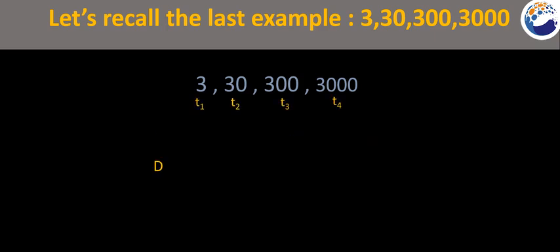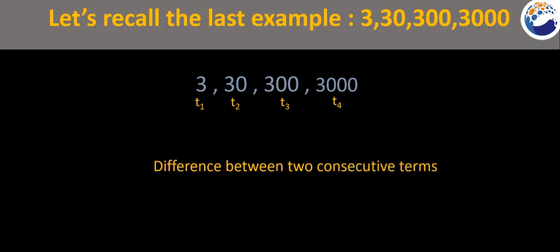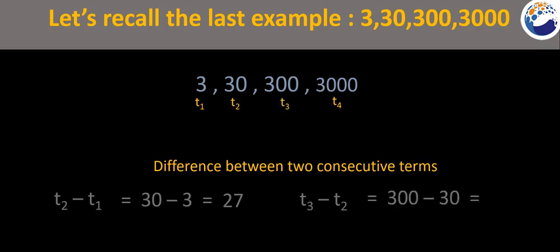Now let us take the difference between the consecutive terms. T2 minus T1 is equal to 30 minus 3 is equal to 27, and T3 minus T2 is equal to 300 minus 30 is equal to 270. Clearly, T2 minus T1 is not equal to T3 minus T2. Hence, the difference between the consecutive terms is not constant. Therefore, this sequence is not an arithmetic progression.